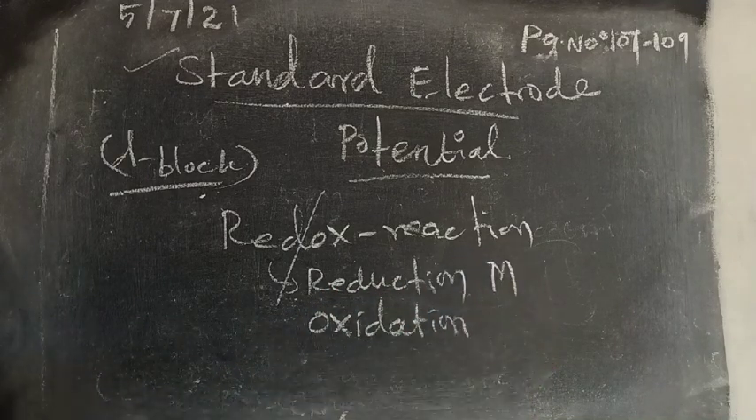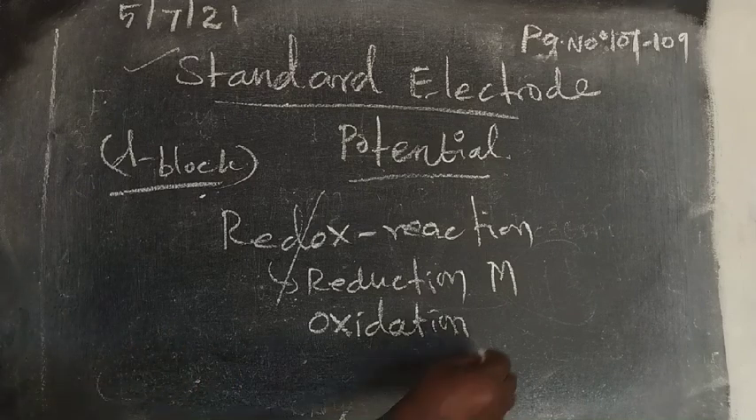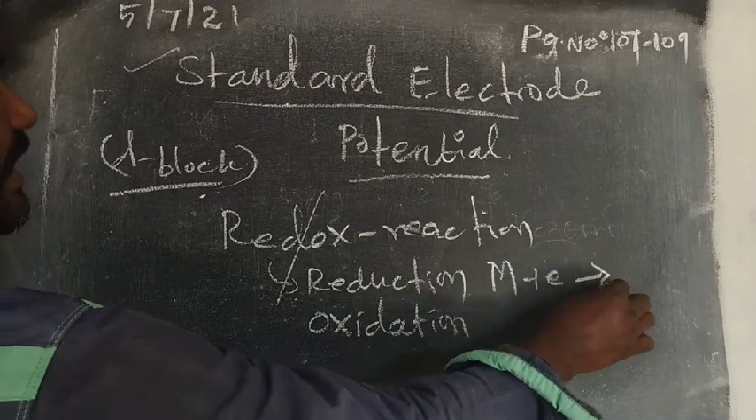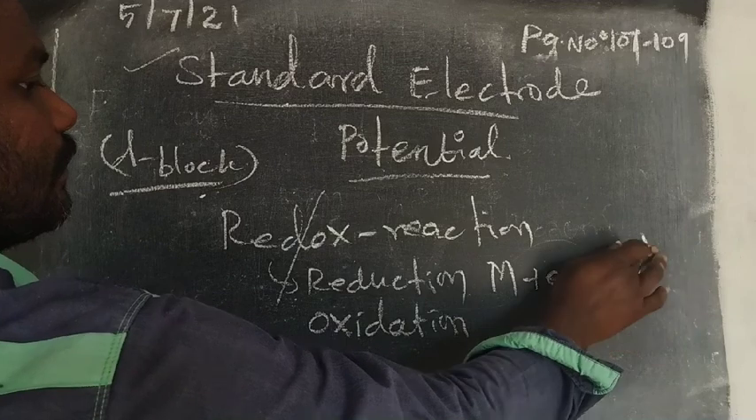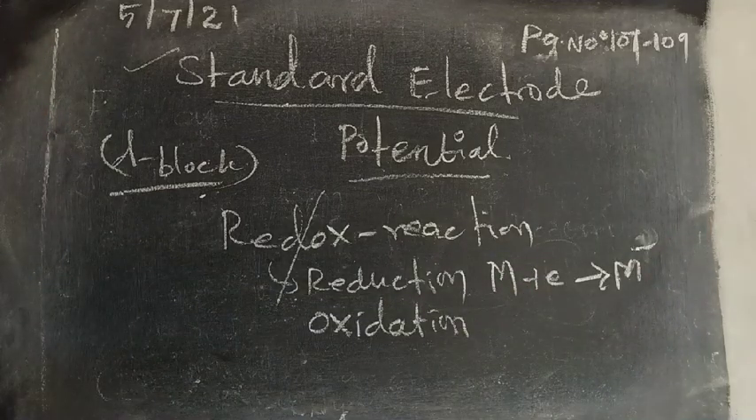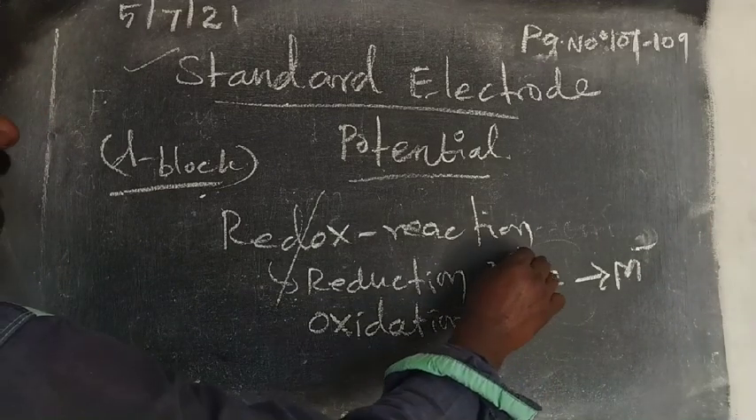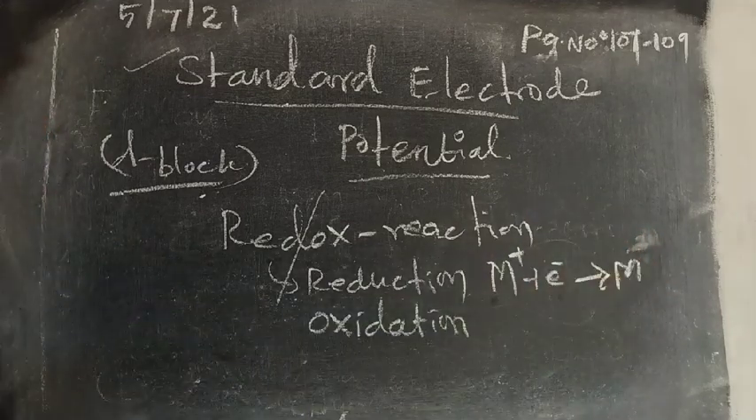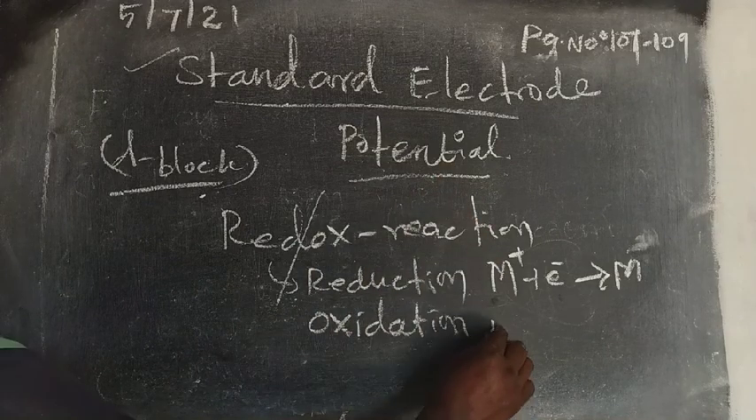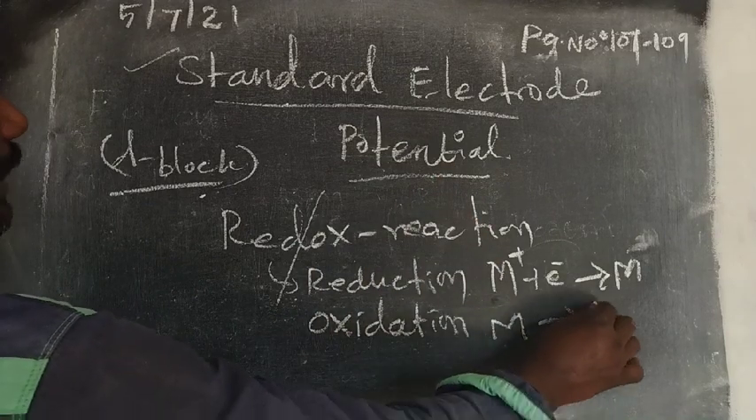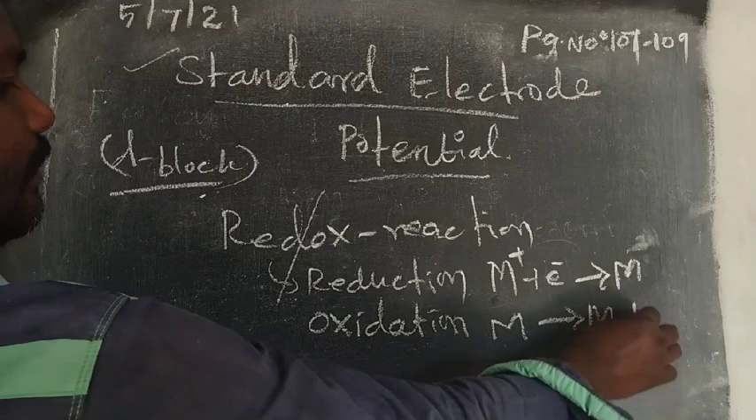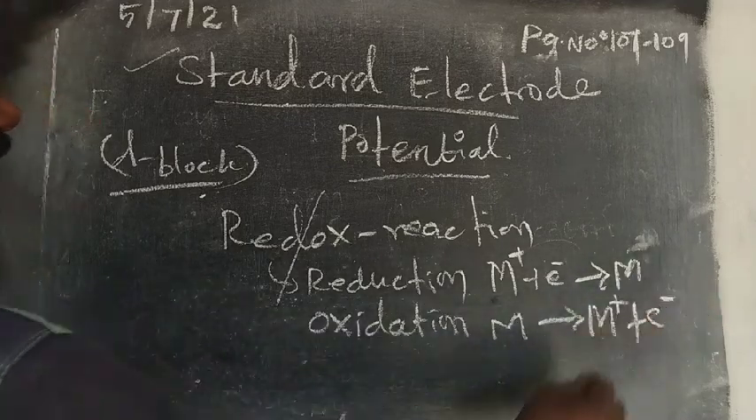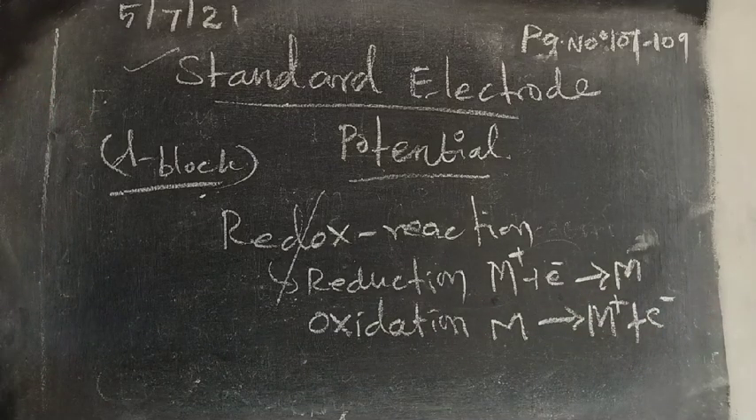A metal may gain an electron and it will form a negative charge, or a charged cation may accept one electron becoming neutral. Anyway, gain of electron. What do you mean by oxidation? Donating of electron. Neutral may give one electron and form a cation. Listen carefully.